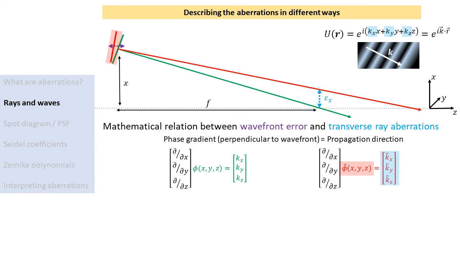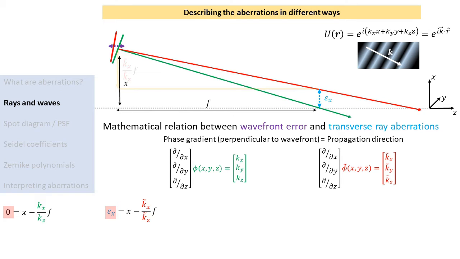So, if we know the phase in the pupil plane, then we can calculate the propagation direction of the light ray. If we know the propagation direction of the light ray, then, by using similar triangles, we can calculate how much the height of the ray changes when it propagates by the focal distance f. To find the transverse ray aberration, we subtract this change in height from the original height x in the pupil plane. For the unaberrated ray, the transverse ray aberration is 0.